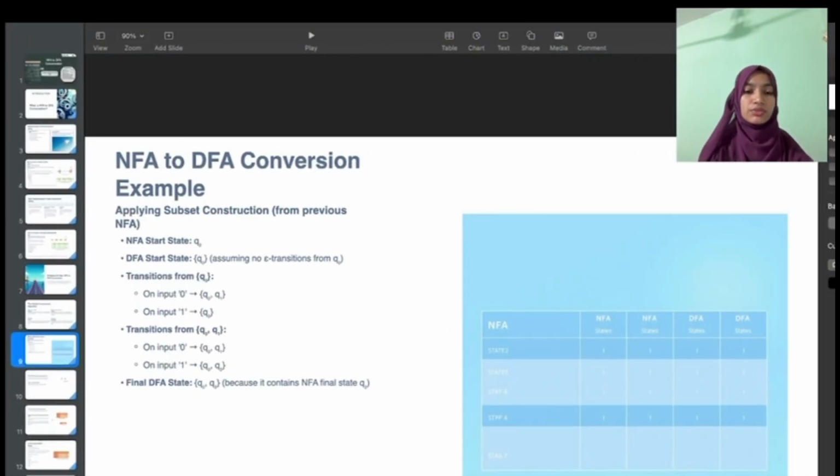Today I will explain how to convert an NFA into a DFA using the subset construction method. NFA means non-deterministic finite automaton and DFA means deterministic finite automaton. In DFA, for each input symbol, there must be exactly one transition from every state.